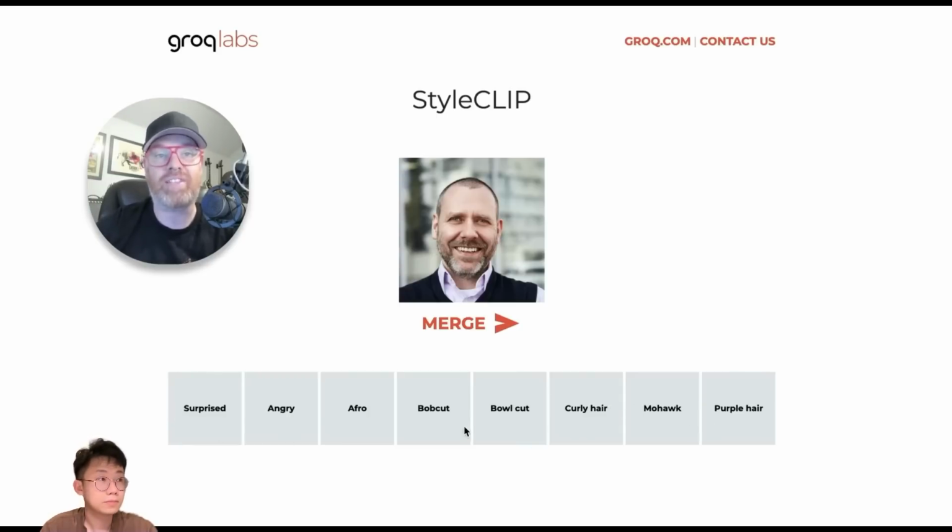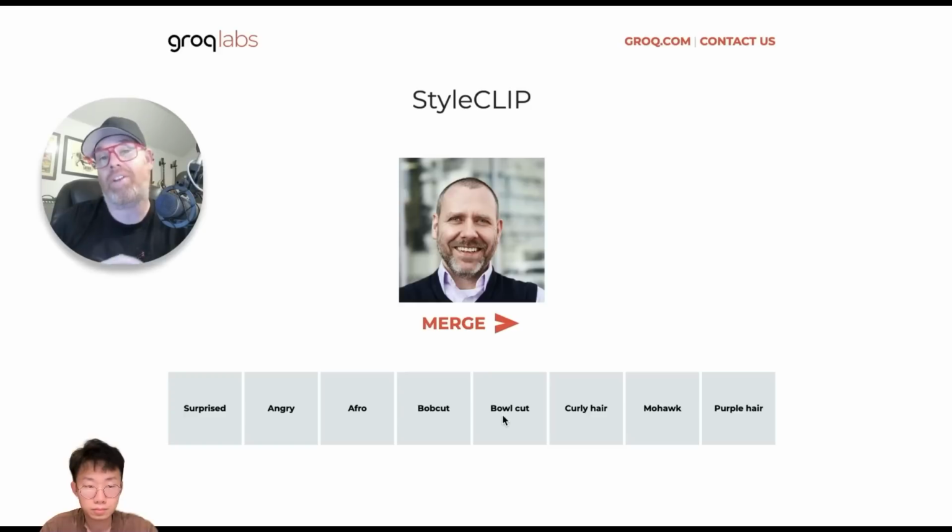Now, in the 8 of these tiles, you'll see each one is named with a label like surprised, angry, afro, curly hair, etc. And each of these is actually a GAN model that is trained on that particular image style. Now, I haven't applied any of these and we haven't run the model yet. And when I click merge, it's actually going to apply that model to this source image.